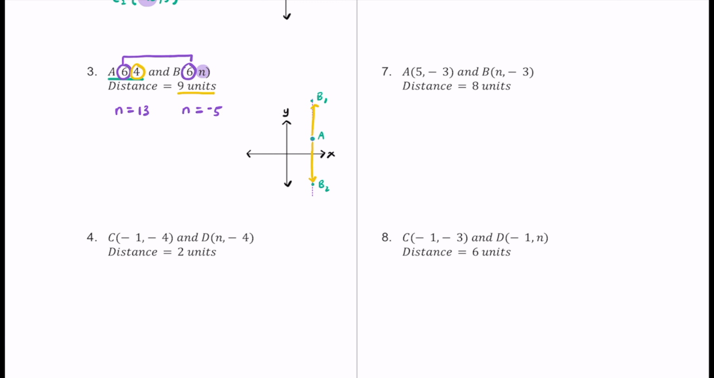Okay, so we now know the 2 possibilities for n. So if we went upwards to find where B1 could be located, that one would be (6, 13). That's if we went up. And then for the second possibility for B, or B2, that's going to be (6, -5), and that's if we went down to quadrant 4, going down 9 units.